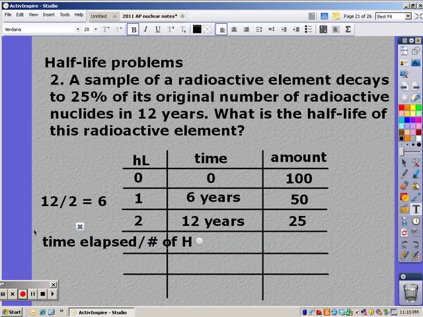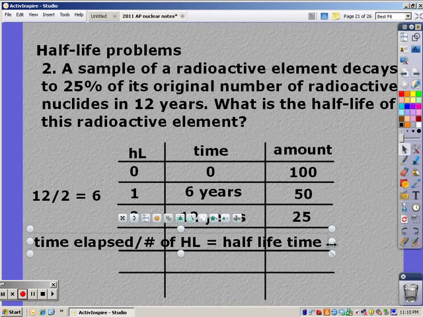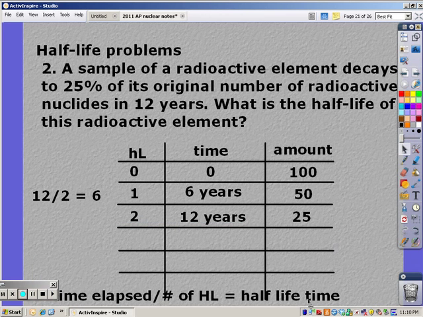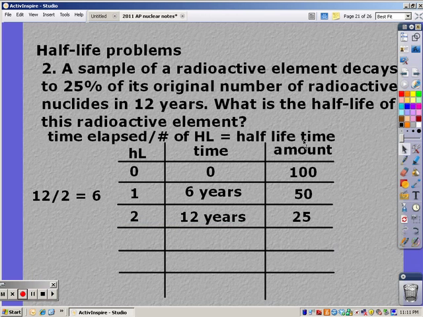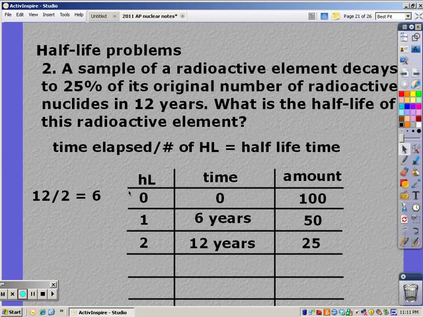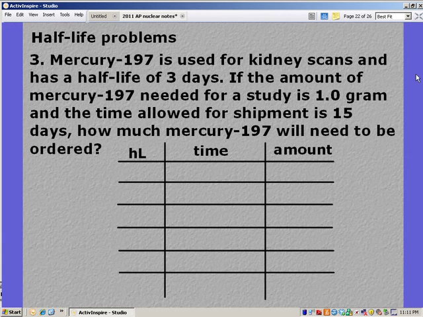And you need to write this formula on your paper. Anytime you're looking for how long one half-life is, you're going to do time elapsed over number of half-lives is equal to half-life time. And so that's how we got 6 years. So you don't always divide by 2, just in this case because that was how many half-lives had passed.